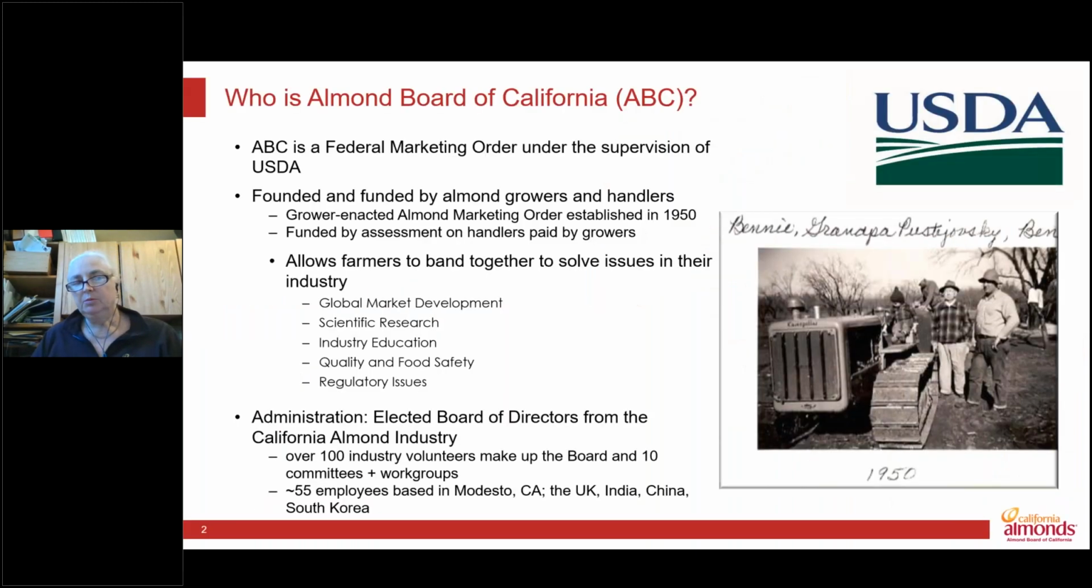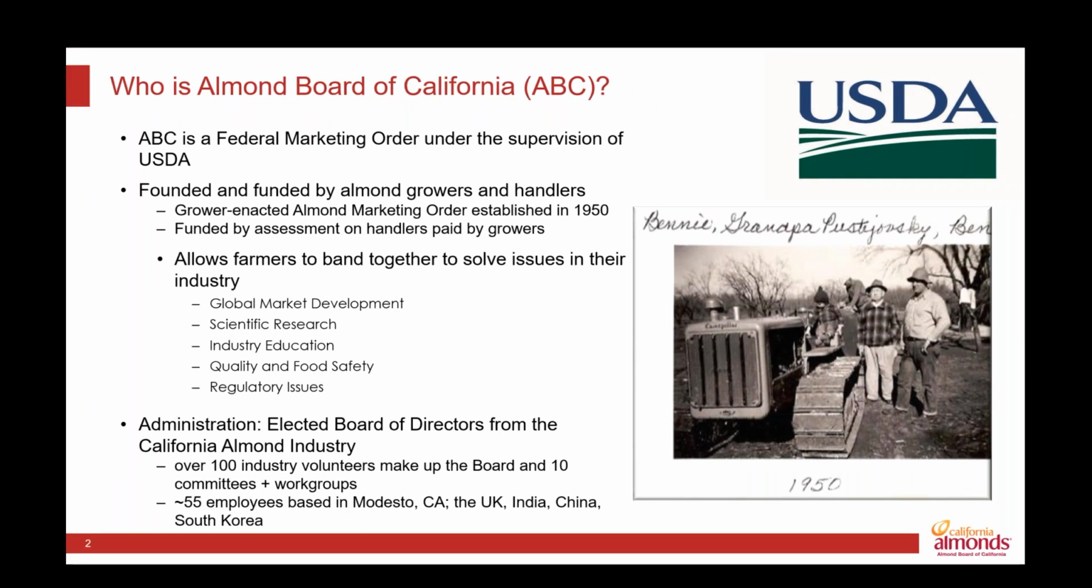First, just a little bit about the Almond Board. For those who don't know us, we're a federal marketing order, so under the supervision of USDA, founded and funded by almond growers through an assessment. And what the Almond Board does is most of the funding goes to global market development, a chunk goes to research, industry education, quality and food safety, regulatory issues. And the way I like to describe it is grower dollars, and the industry makes the decisions ultimately as to how it gets spent. So we have an elected board of directors, and industry volunteers participate in our committees and our work groups.